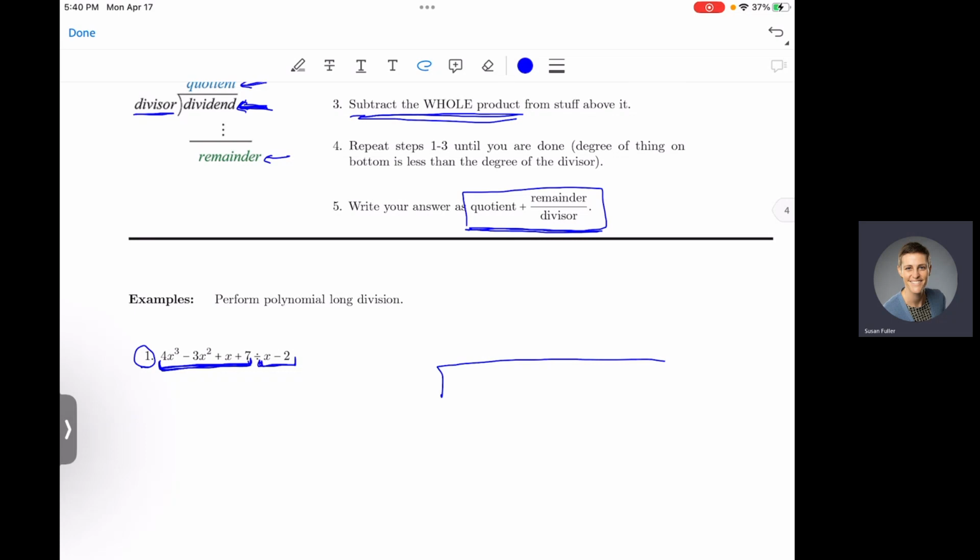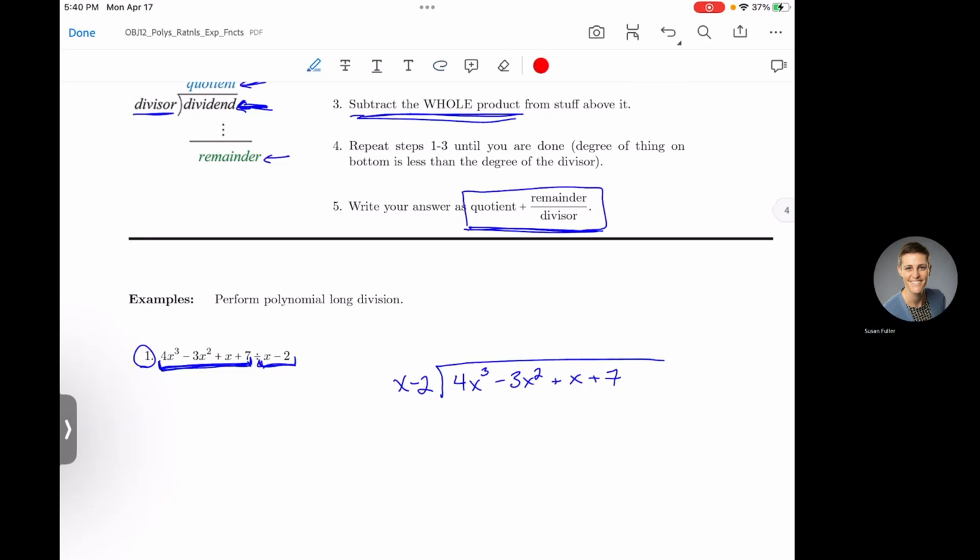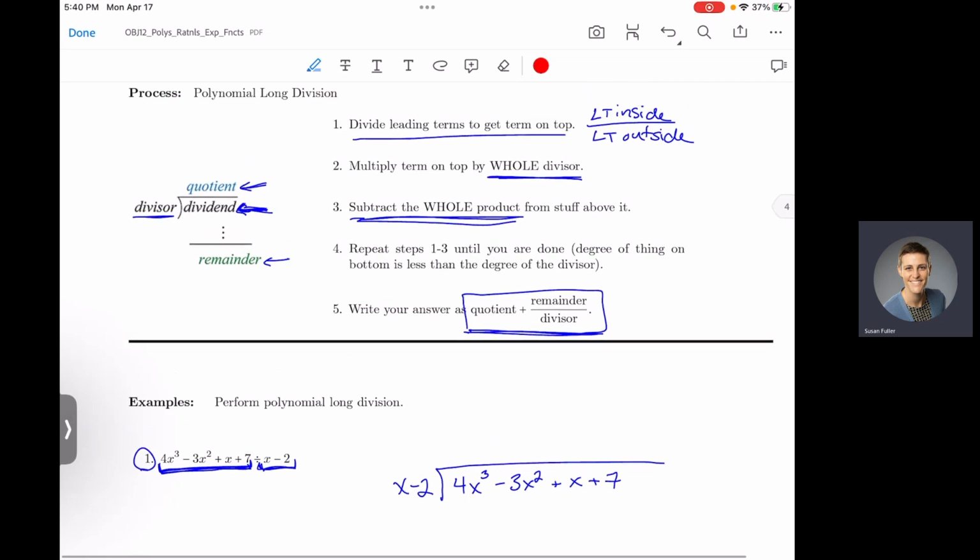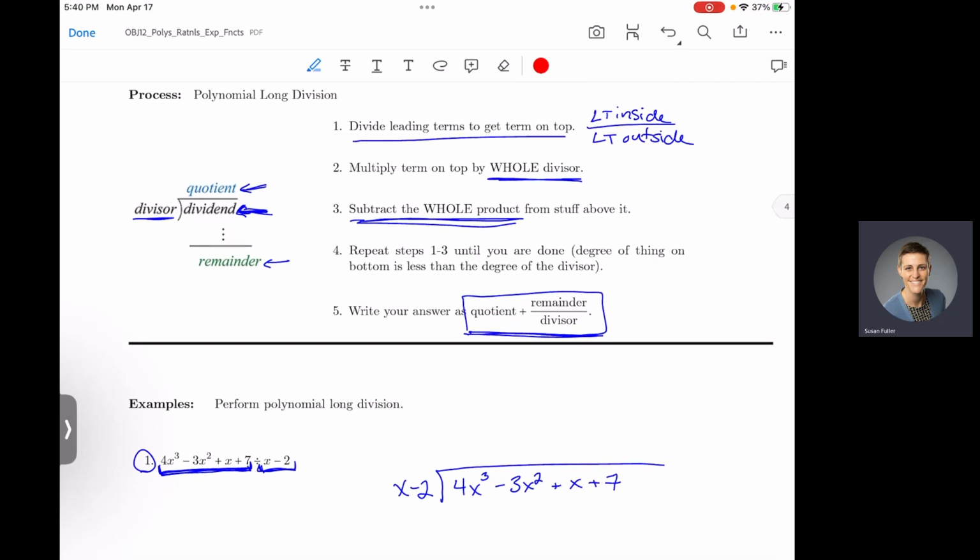And as you put your dividend underneath your division bar, make sure you put it in descending order. So put your highest power of x first and then work your way down. This is already in descending order for us, so I don't really have to adjust that at all. But if it's out of order, just try to reorder it for yourself. That's going to help save you some time and headache. So our dividend goes inside. Our divisor, which is that x minus 2, goes on the outside. All right, so here we go. We're set up. We're going to start our polynomial long division.